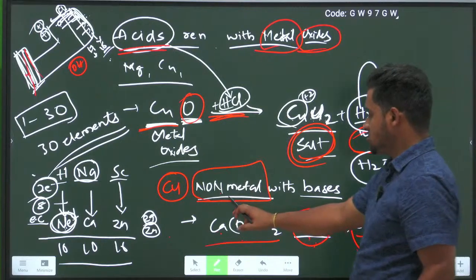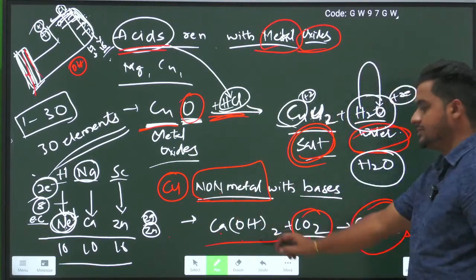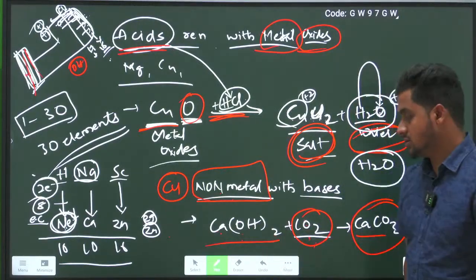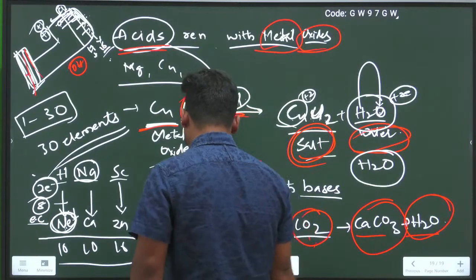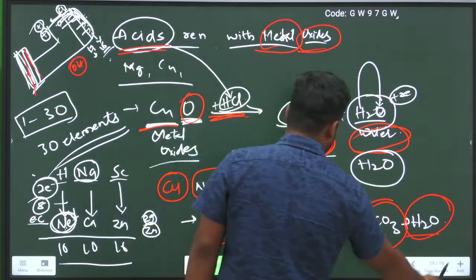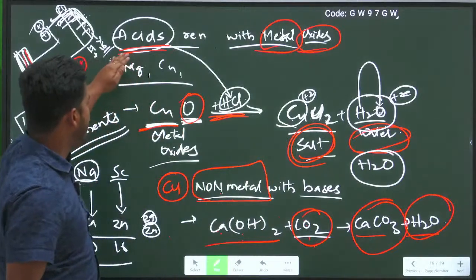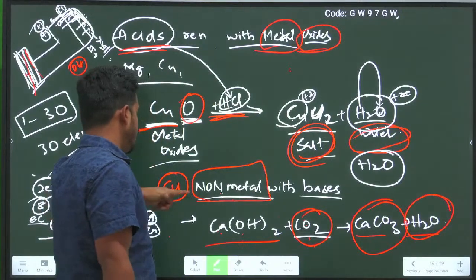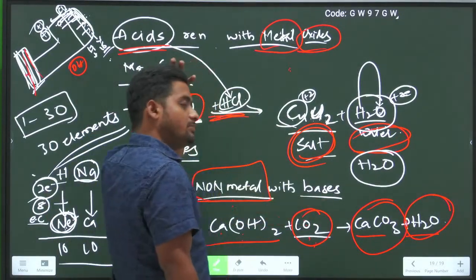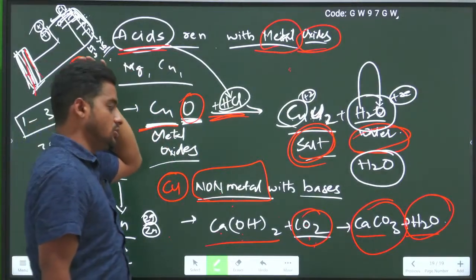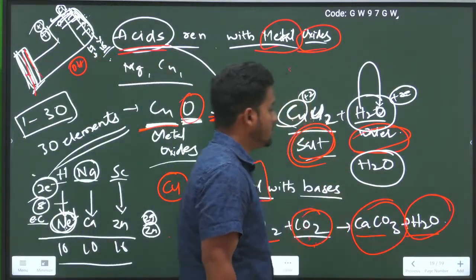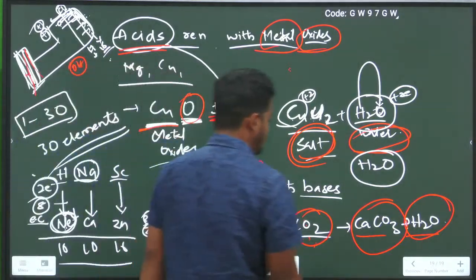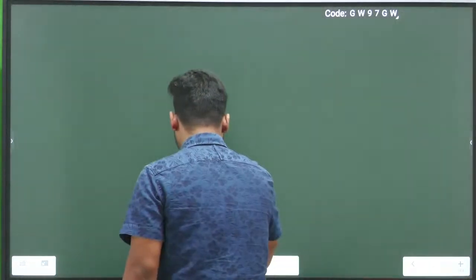H2O and CaCO3. This is a non-metal with bases. This is a non-metal reacting with a base. CO2 as a non-metal is reacting with a base. Okay, so got this point? We saw how acids react with metals, and at the same time non-metals with bases. When a base reacts with the non-metal, what is it going to form? CaCO3 plus H2O it is going to form. All these reactions also you have to learn very carefully and write down in your notes.